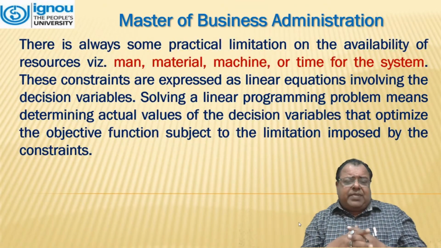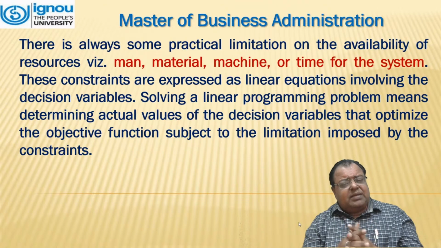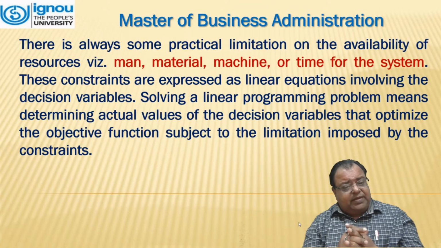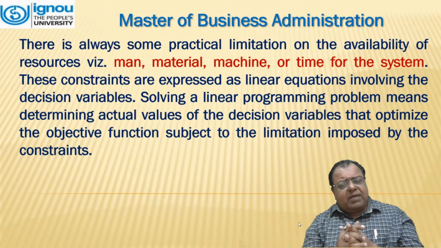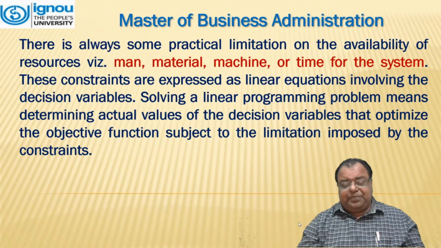There is always some practical limitation on the availability of resources, such as man, material, machine, and time for the system. These constraints are expressed as linear equations involving the decision variables. Solving a linear programming problem means determining actual values of the decision variables that optimize the objective function, subject to the limitations imposed by the constraints.